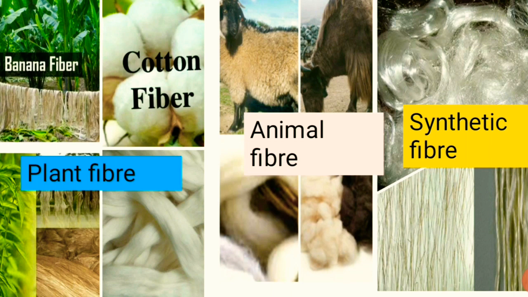Natural fiber can further be classified into two types, that is plant fiber and animal fiber. Fiber obtained from plants is called plant fiber, for example cotton, jute, etc. Fiber obtained from animals is called animal fiber, for example wool, silk, etc.